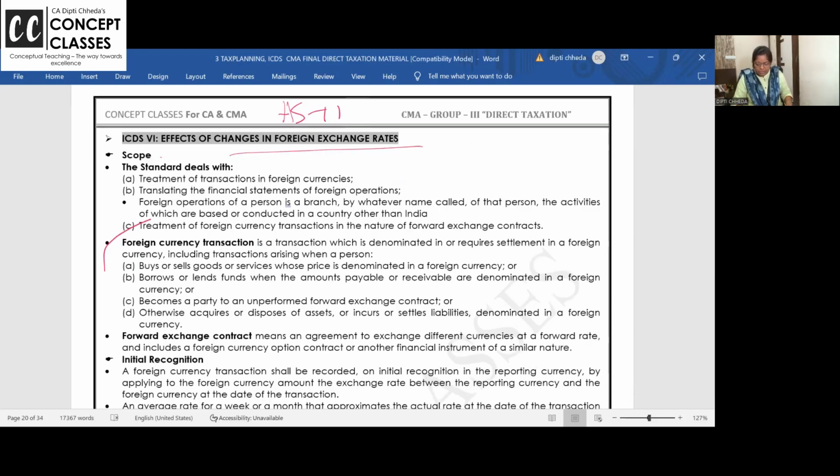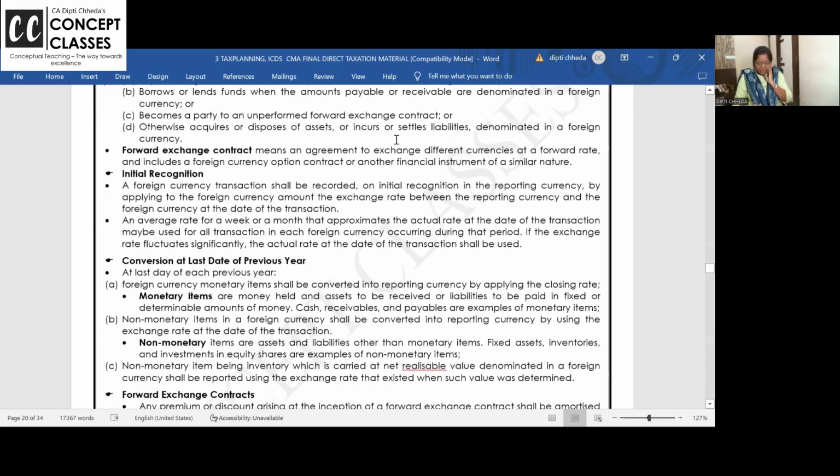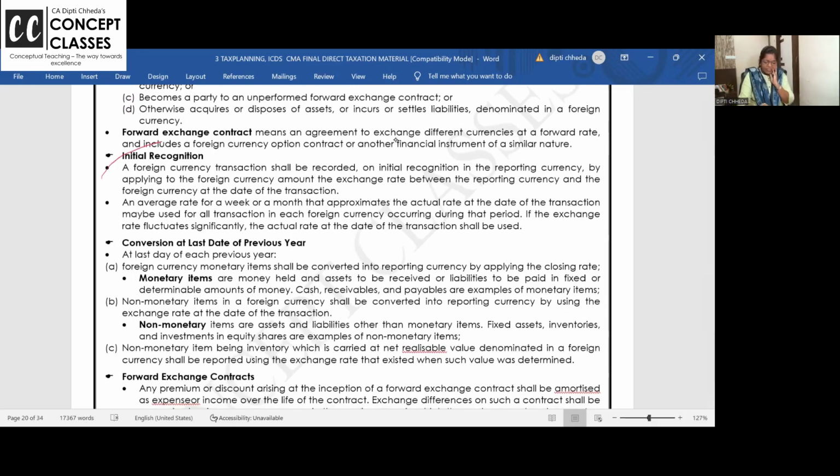Foreign currency transactions. If you are buying and selling goods, or if you have taken a loan or all this, in that case, the forward exchange contract or whatever, first is how do you record it? Initial recognition is the day you purchase and sell and all that, whatever is the currency rate, that is what you record it. Clear to all of you? The date of transaction, when you record it, whatever it is, just record it.